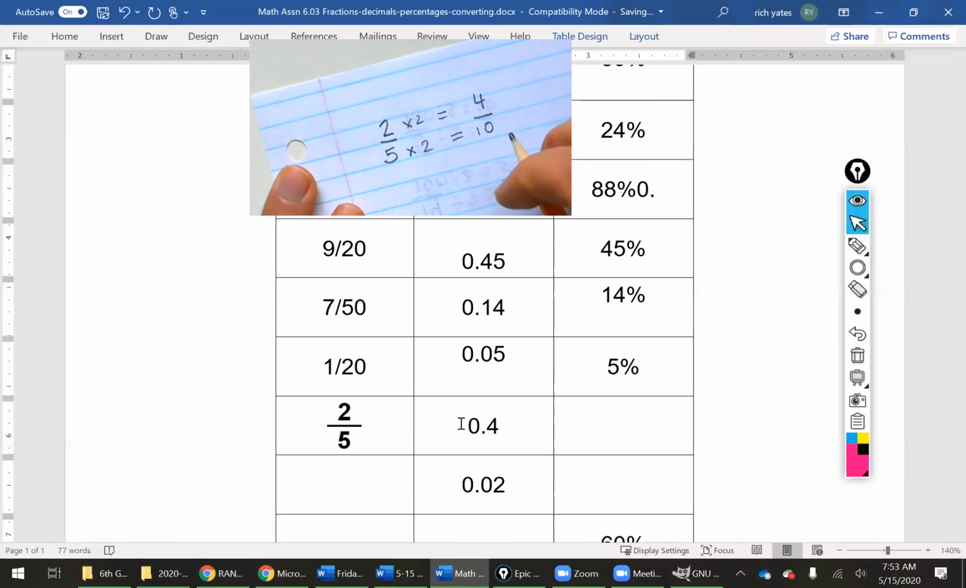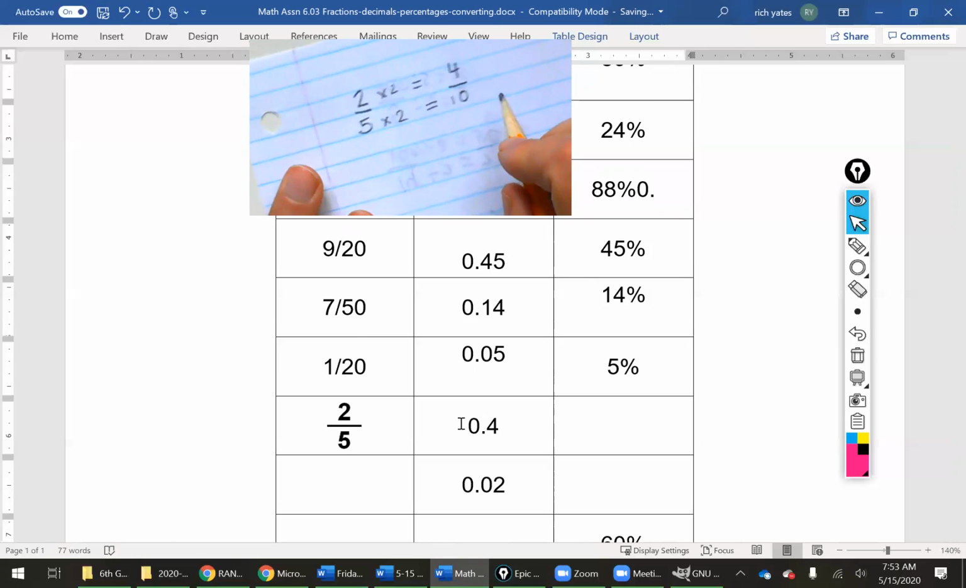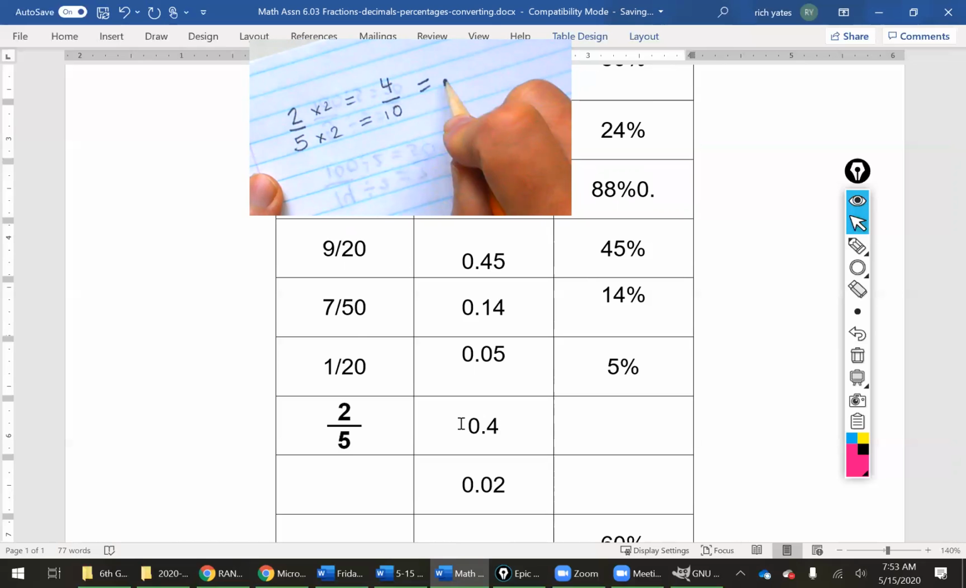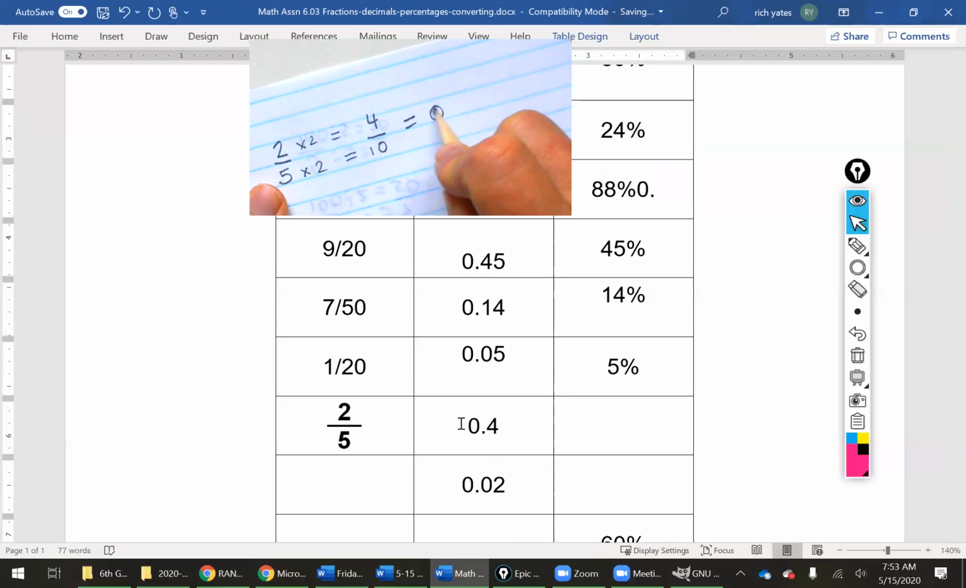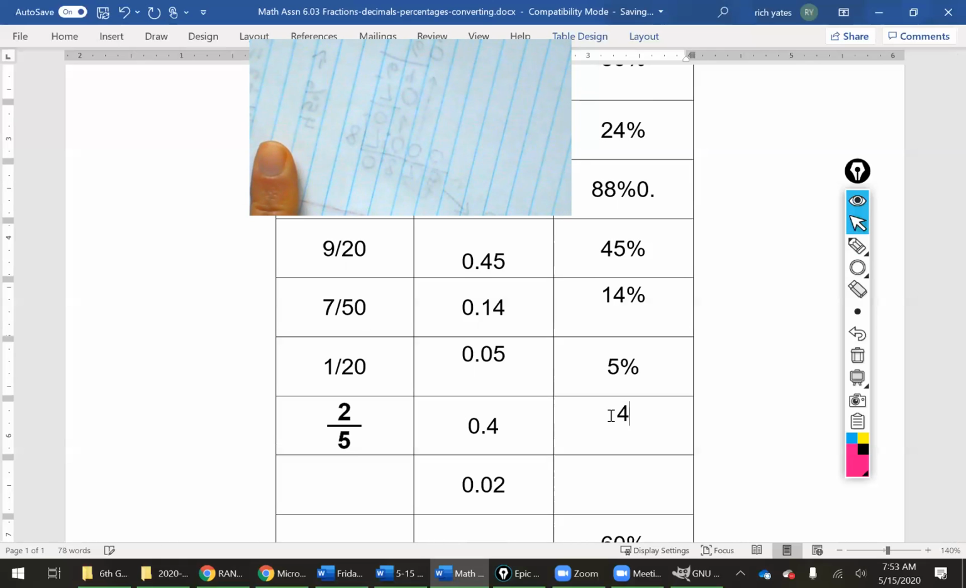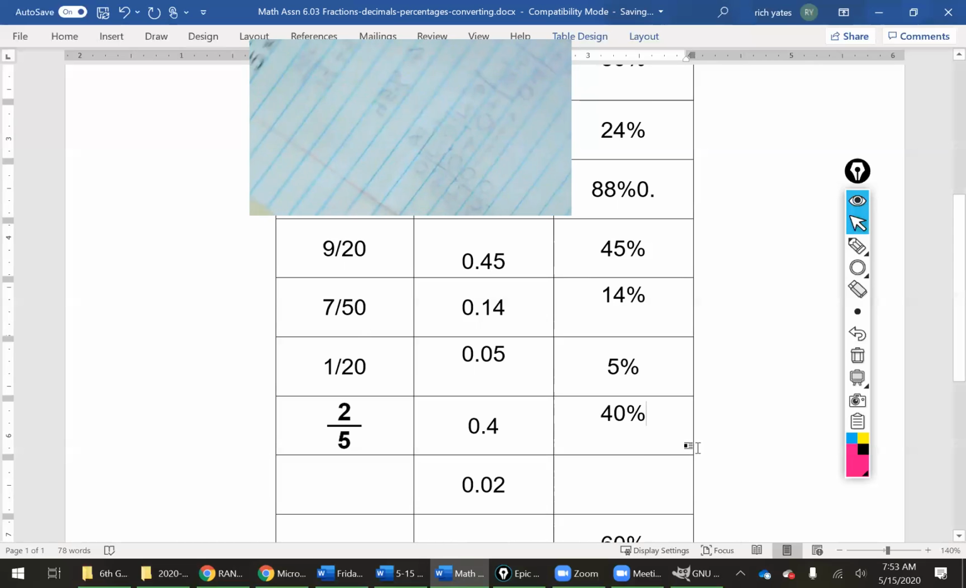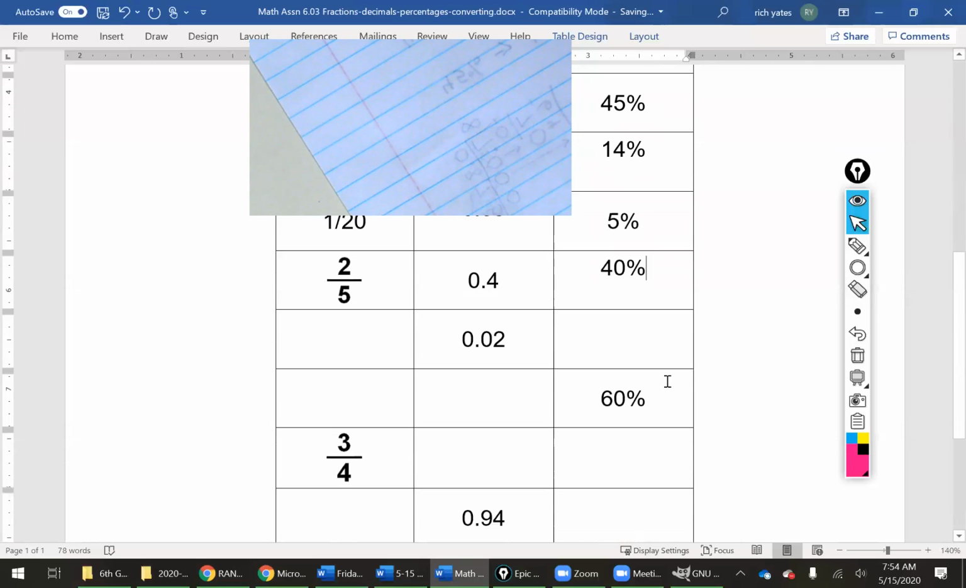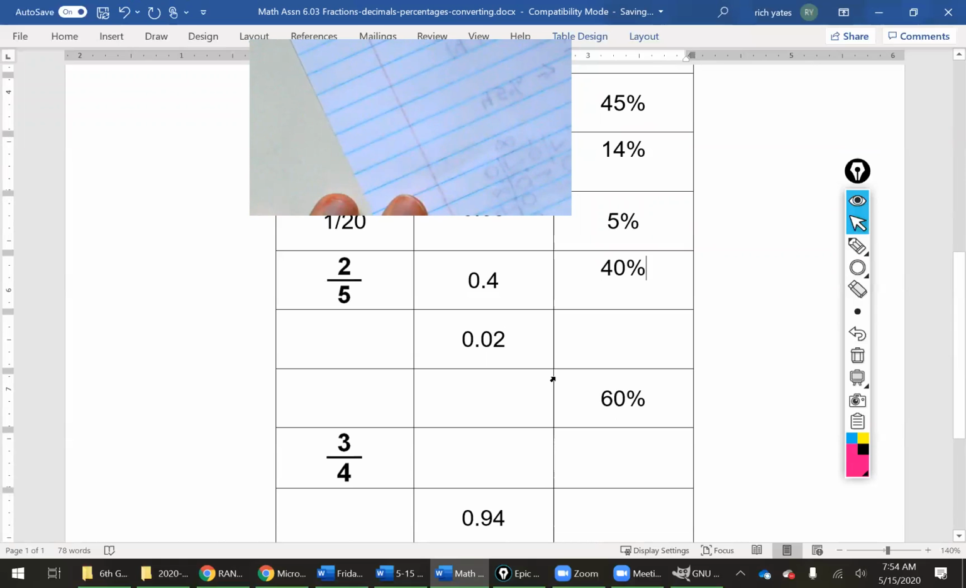Now what I'm going to do next is multiply that 4/10 decimal right over here. And I'll just write it right here. 0 and 4/10, I'm going to multiply by 100. When I do that, I'm going to move the decimal over 2 spaces, 1, 2, and end up with 40. Then I'm going to add my percent sign, and I now have 40%. Okay, moving on down to our next decimal, which is 0 and 2 hundredths.